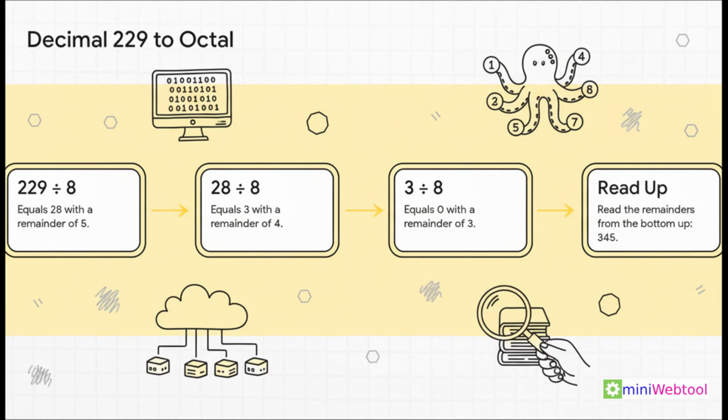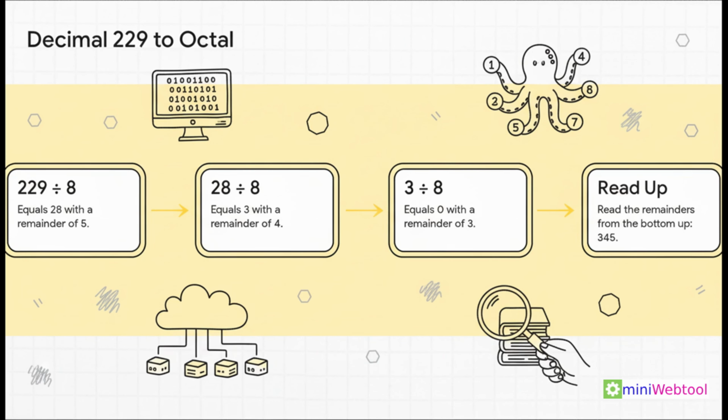Okay, but what about going the other way, from our system back to Octal? It's just a simple process of repeated division. You take your number, 229, and divide by 8. You get 28 with a remainder of 5. Cool. Now take that 28 divided by 8 again. You get 3 with a remainder of 4.